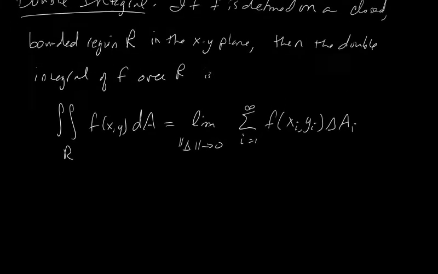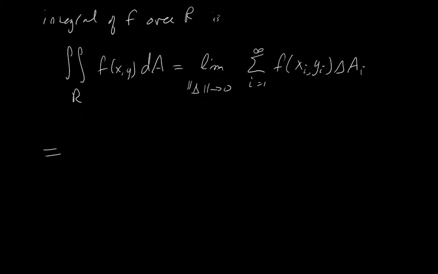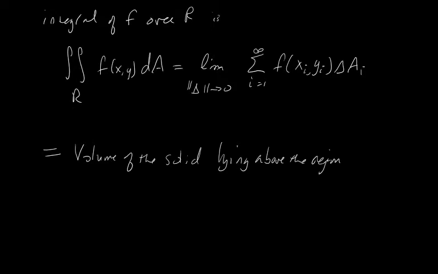And what this is giving us is the volume under the surface, the volume of the solid, lying above the region R. That's the whole point of this. It's going to tell us the volume of that. So this is going to be just like the iterated integrals we saw in section 14.1. The only difference is now we have a function inside of our integral.